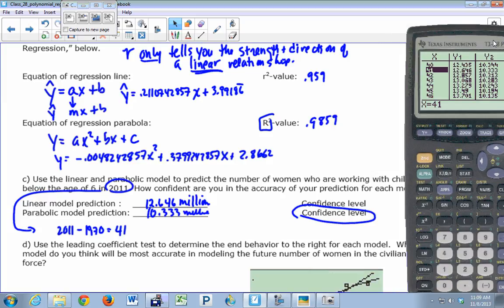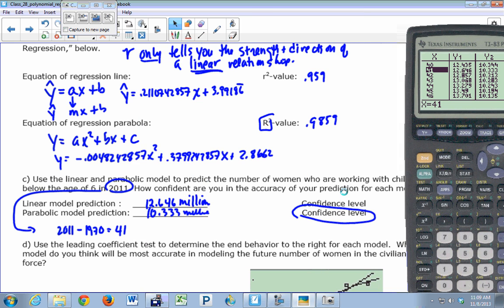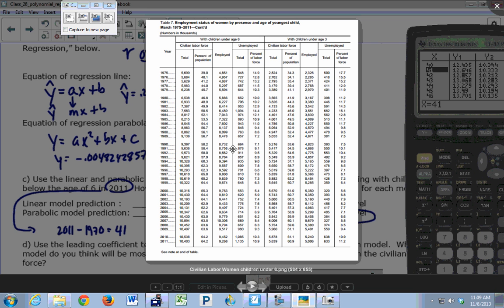Well, let's take a look at the actual data. Here's the actual data. Okay, let's see. Can I make this bigger? I don't think so. Oh, yeah. No. All right, so 2011, women with children under the age of 6 was 10.403 million. So it's actually a little bit lower than what we predicted, right?